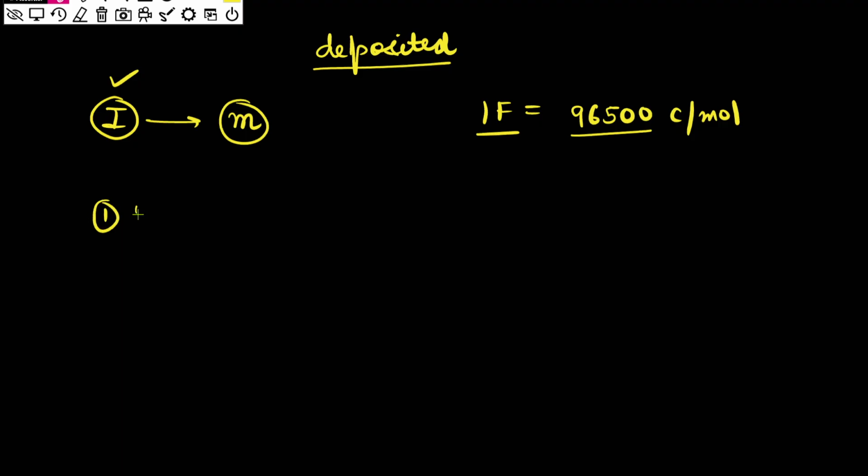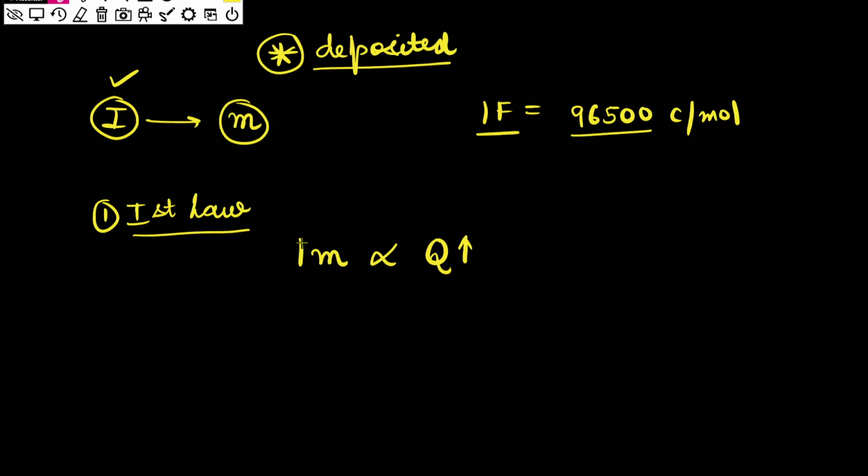Now let's talk about Faraday's first law of electrolysis and what it says. Faraday's first law says that the mass of substance which is either deposited or liberated, let us only talk about deposited, at any electrode is directly proportional to the quantity of electricity passed through that electrolytic solution. Mass is directly proportional to the quantity of electricity passed through that electrolyte. This means the more electricity passed, the more mass will be deposited on the electrode.